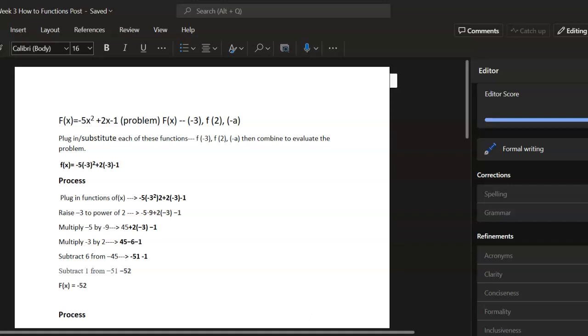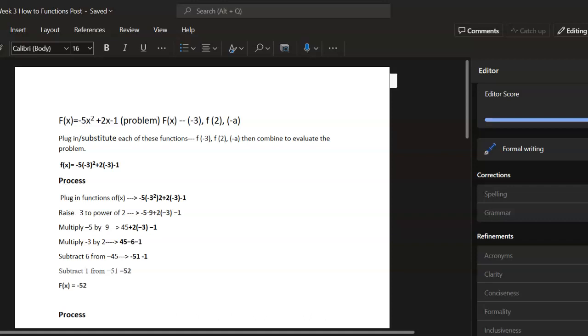And then we're going to multiply negative 3 by 2. So right here, if you can see, negative 3 by 2, we get negative 6. And as I'm going through, we're doing a process of elimination. And so we're going to subtract 6 from 45.